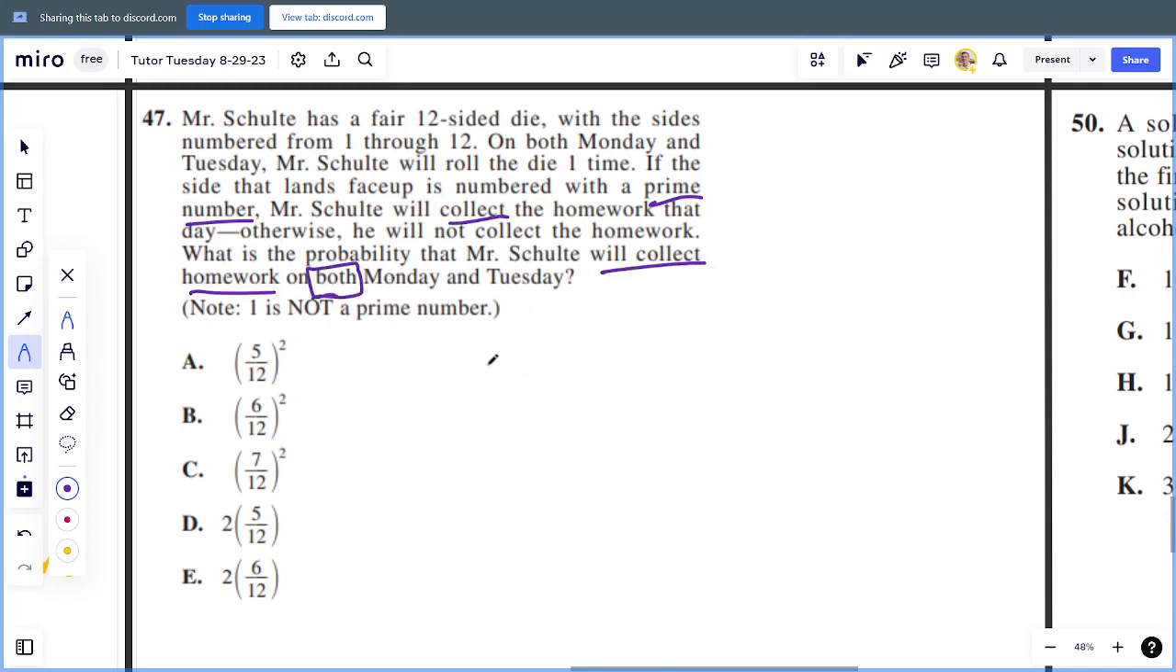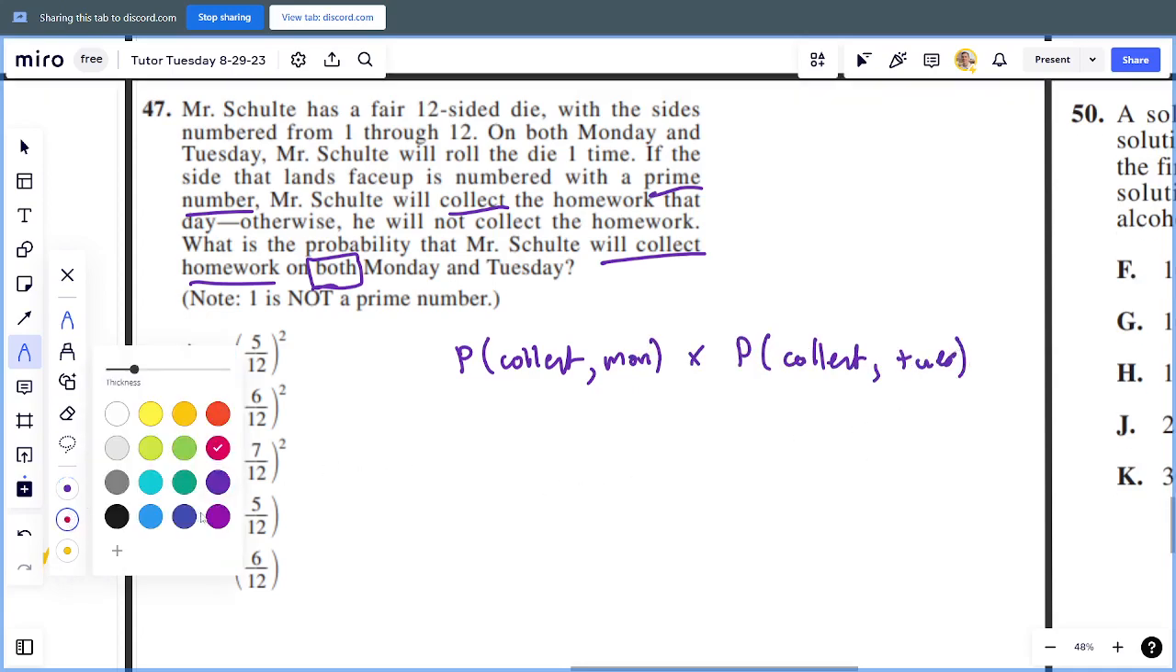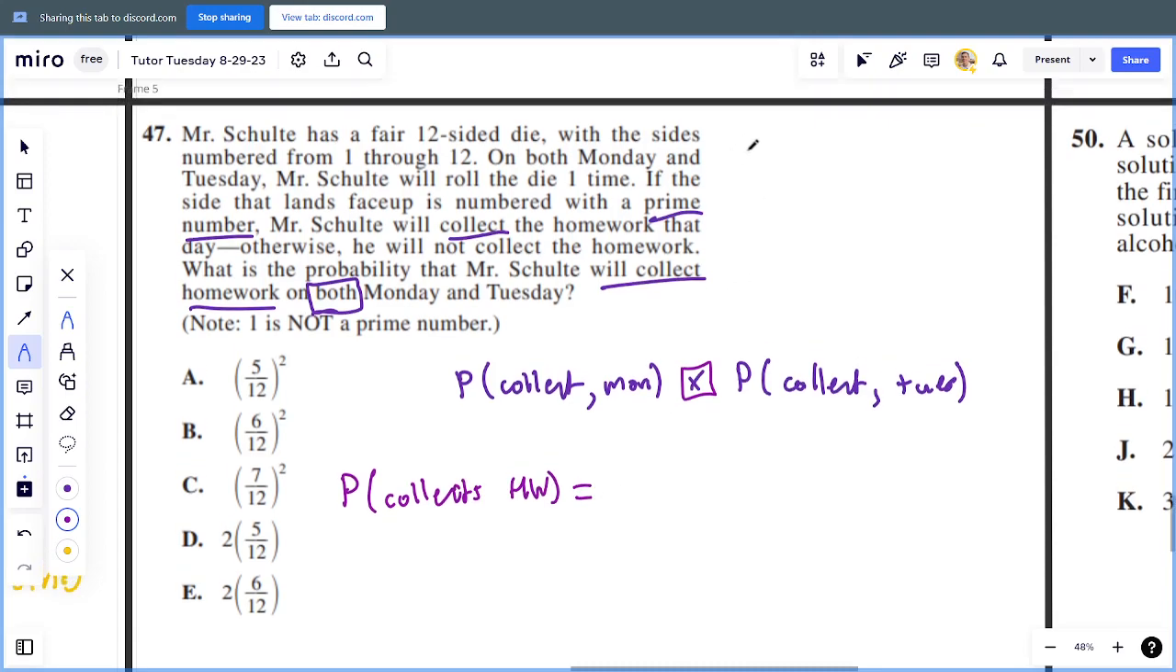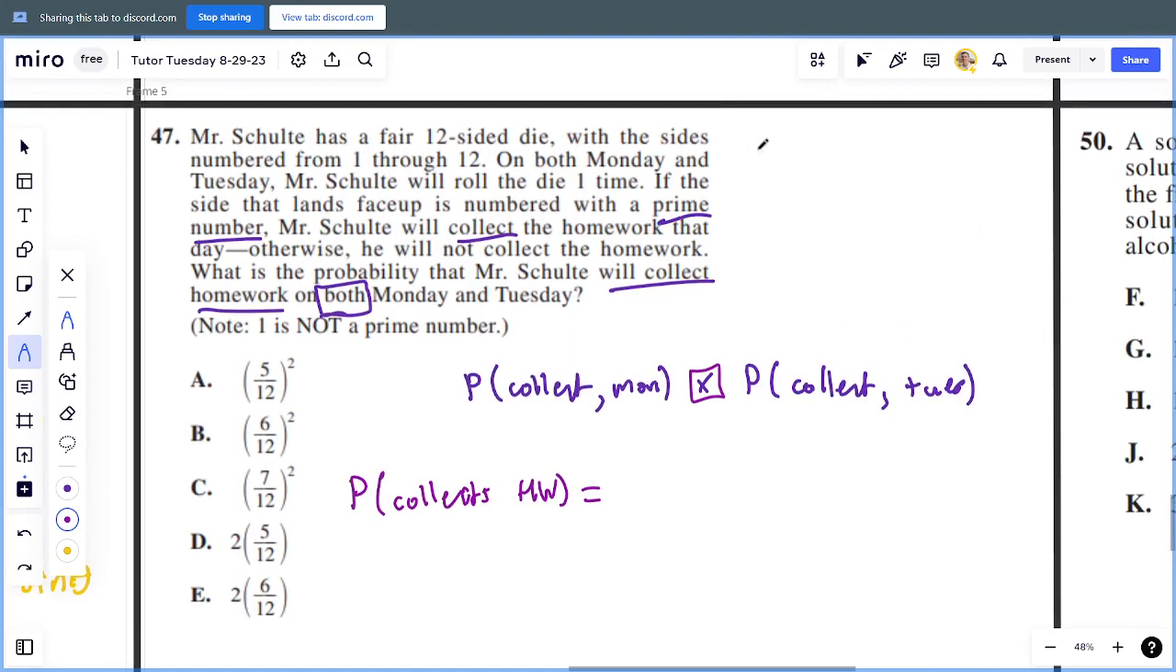Let's see. That's going to be the probability of collect on Monday times the probability that he collects on Tuesday. Since those are just two independent events, we can evaluate those probabilities and multiply them. The probability that he collects homework, well, we have to look at all the prime numbers. Let's list all the numbers 1 through 12, and let's just pick out all the primes, since that's going to be the easiest thing for us to do. And it's not that many numbers.